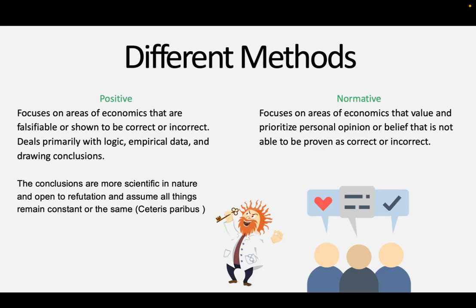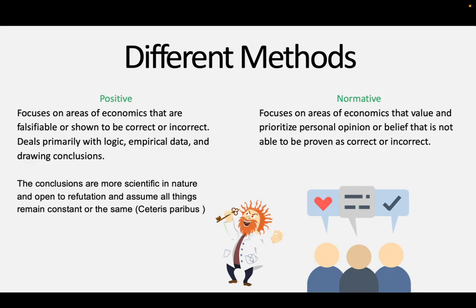There are different ways to talk about economics, and you should know these. These are terms that might be on the quiz. The first one is called positive economics. Positive economics is more objective and more quantifiable. It focuses on areas of economics that are falsifiable, or shown to be correct or incorrect. It deals primarily with logic, empirical data, and drawing conclusions. The conclusions are more scientific in nature and open to refutation based on the assumption that all things remain constant, which is one of the big assumptions of economics, ceteris paribus, which I think we'll talk about in a slide or two.